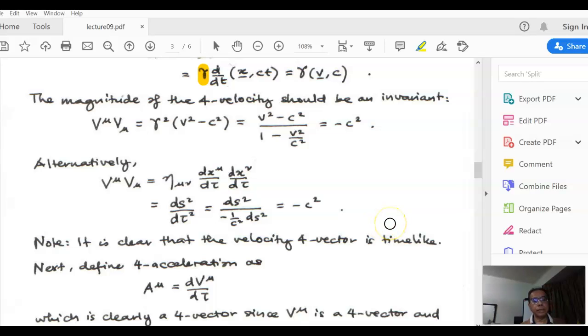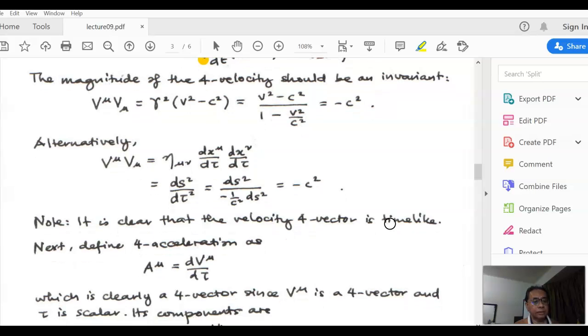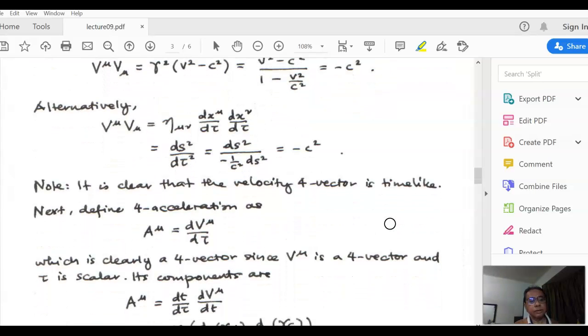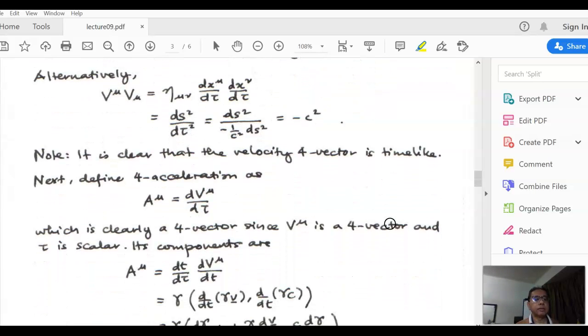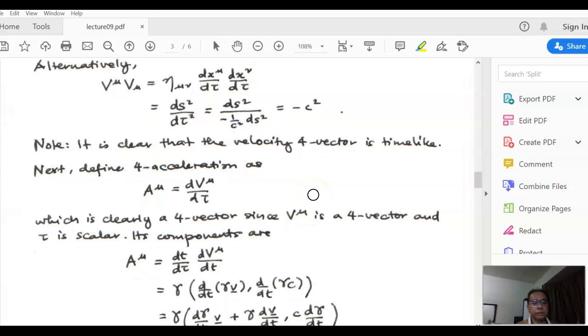Okay. Now we can proceed to do acceleration. For the acceleration, essentially we just take the four vector of the velocity, dv mu, and take the differentiation with respect to tau, and that we define as a mu, which is what we call the four acceleration.